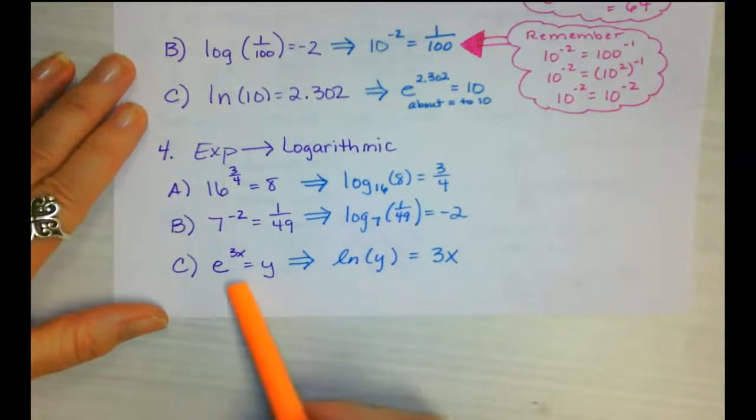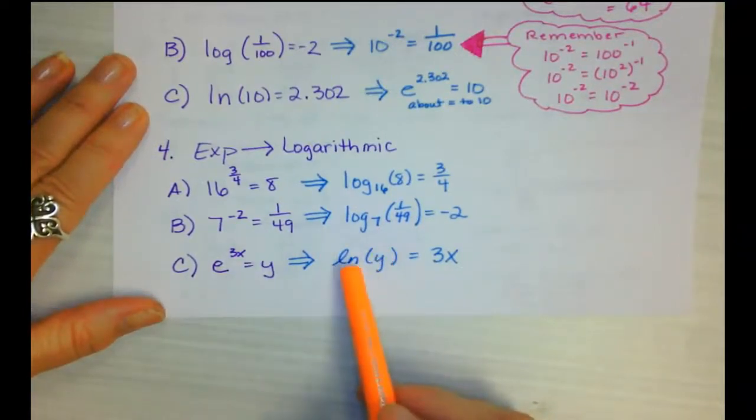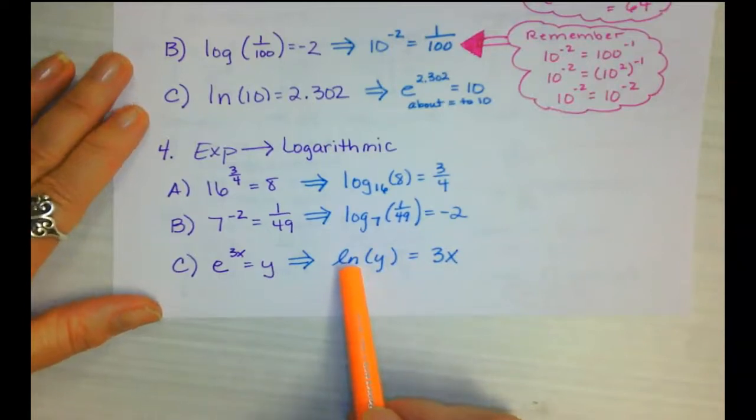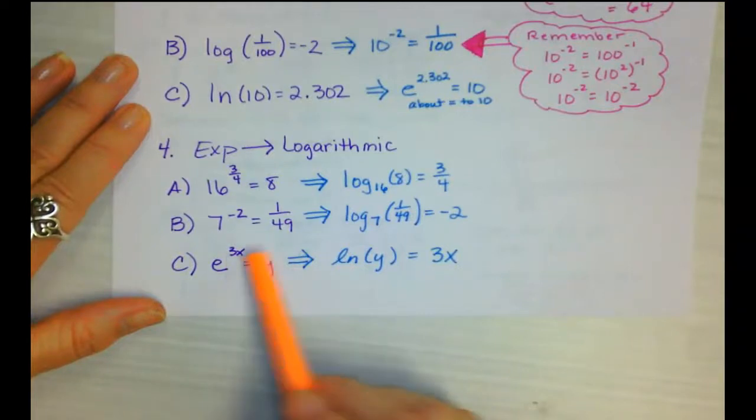And so finally down here, I have base of the exponent is e. So that means I have natural log because that's what base e is. And then I have y as my argument because that was the output, and the output to the log is the power.